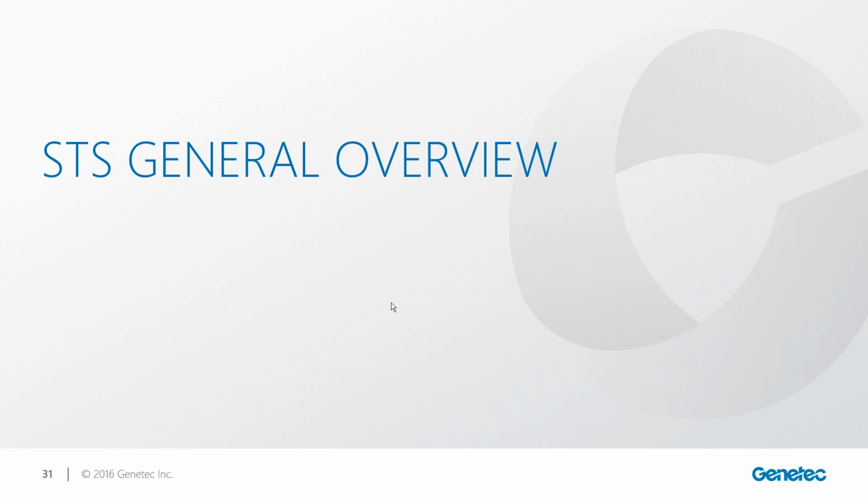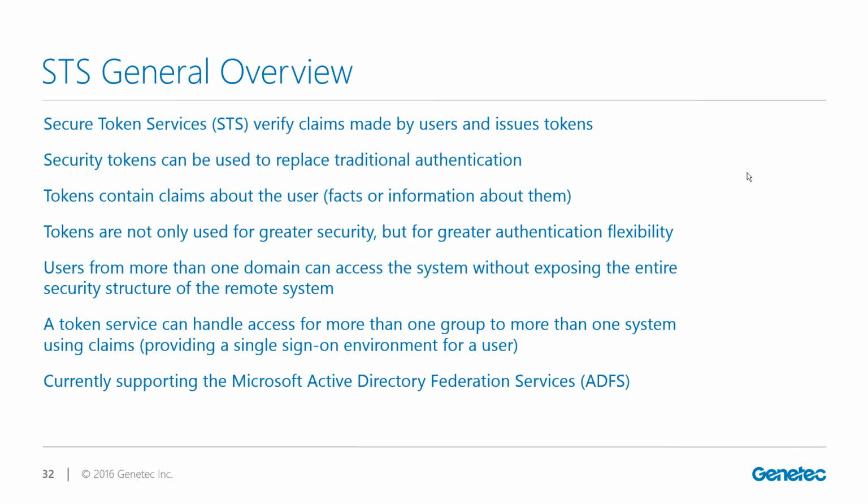Okay, the next thing I want to talk about, we're just going to do a general overview of this. It could possibly be a very large subject if we go into it in complete detail, but I want to give you at least an overview and understand what the new STS feature is in Security Center 5.4, and that's basically claims-based authentication. STS is a secure token service, and what that is used for is to verify claims made by users and issue tokens. So this is a method that we can use to replace traditional authentication. So instead of putting a username and password directly into the system, we use security tokens to verify who a person is instead.